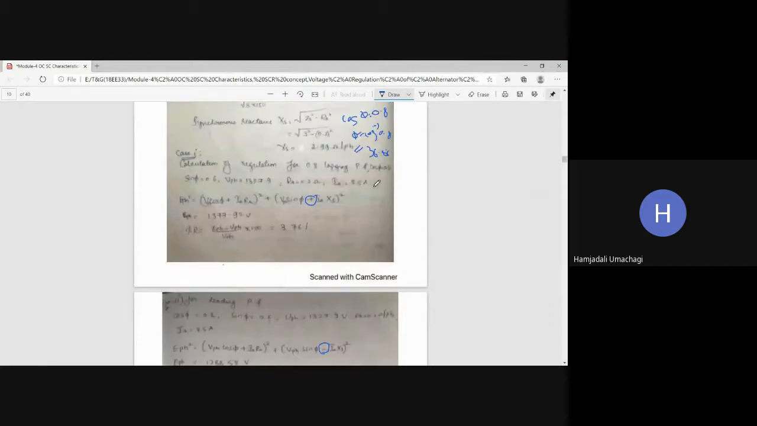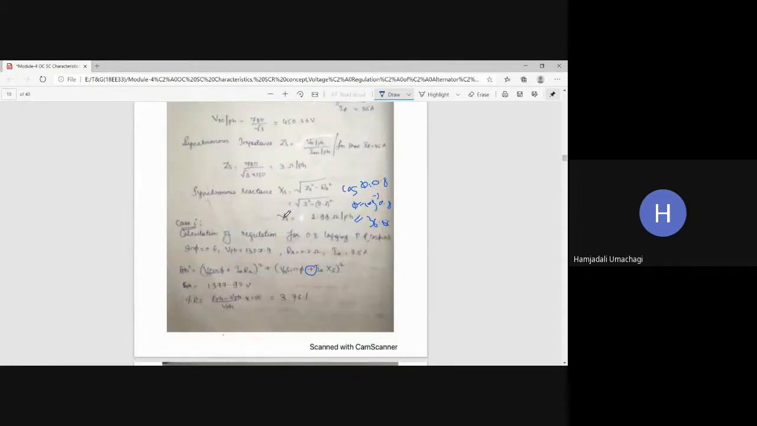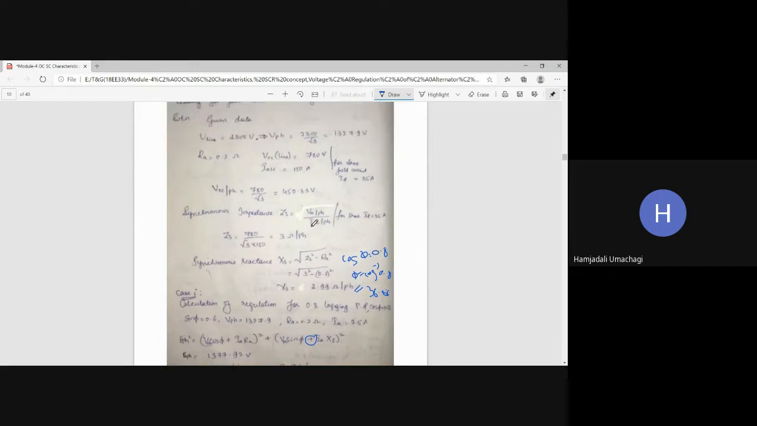In the previous case, you need to calculate Xs value. Just try to understand the difference here. If you want to get the value of Xs, what information do I want? I want the ZS value, I want the RA value. RA is already given in the previous problem statement, but you need to calculate ZS. This synchronous impedance ZS, from where are you getting? ZS you are getting from OCC and SCC test data for the same field current.